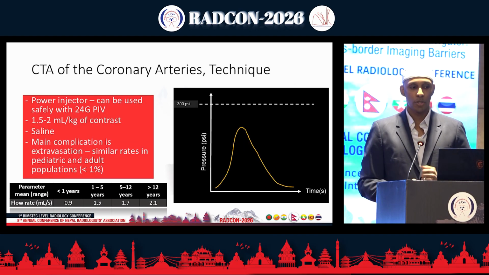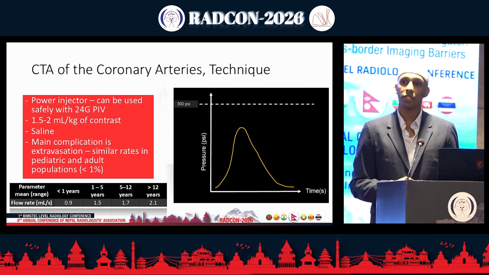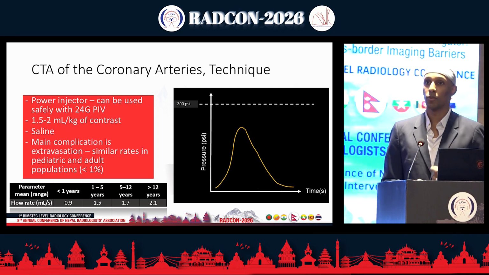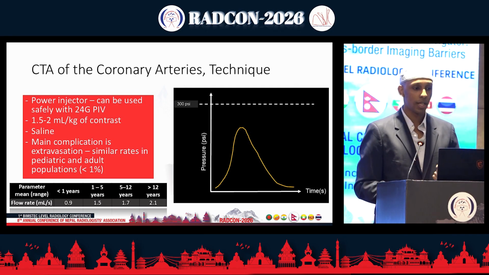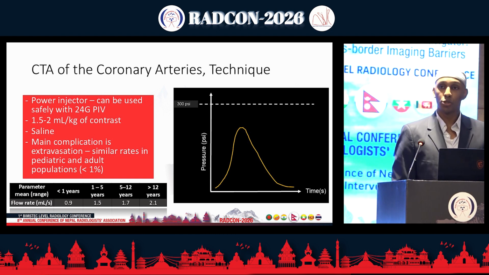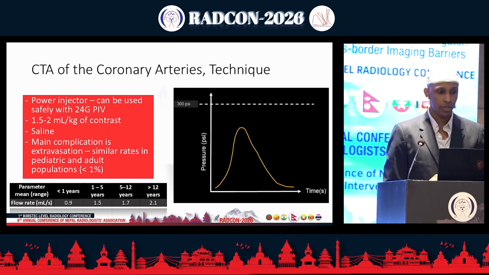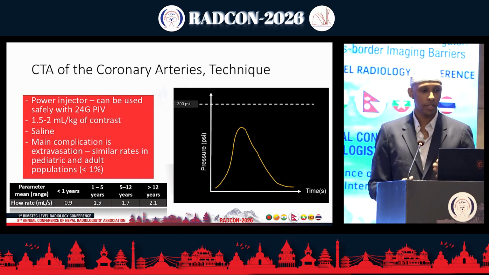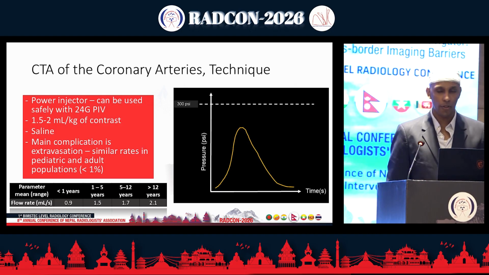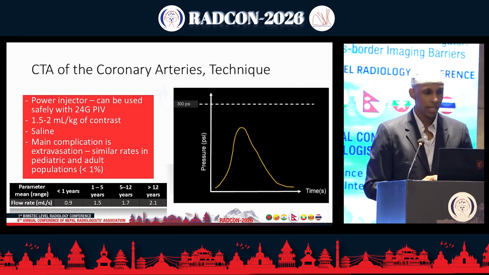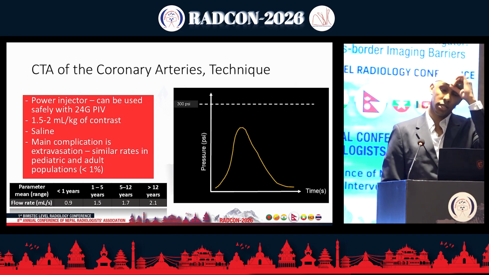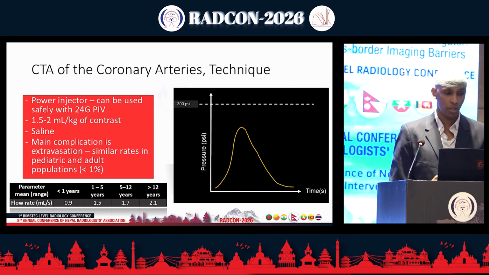But all of these exams use a power injector, and power injectors can be used safely with peripheral IVs as small as 24 gauge. Usually in children, the way that we administer contrast, we do weight-based dosing. So it's usually 1.5 to 2 milliliters per kilogram of contrast. We follow it with a saline flush. The main complication, just like in adults, is extravasation. Similar rates occur in children.